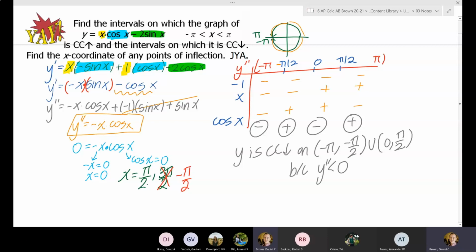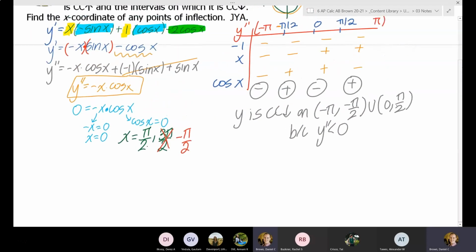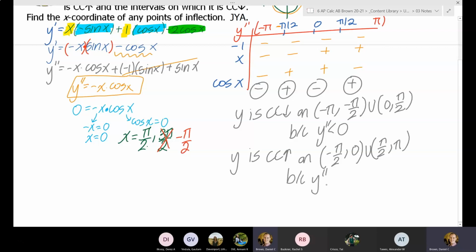We can also see that it is concave up, looking at my sign chart. Y is concave up on the interval where my second derivative is positive. So from negative pi over 2 to 0, and then from pi over 2 to pi. I know it's concave up there because the second derivative is greater than 0.